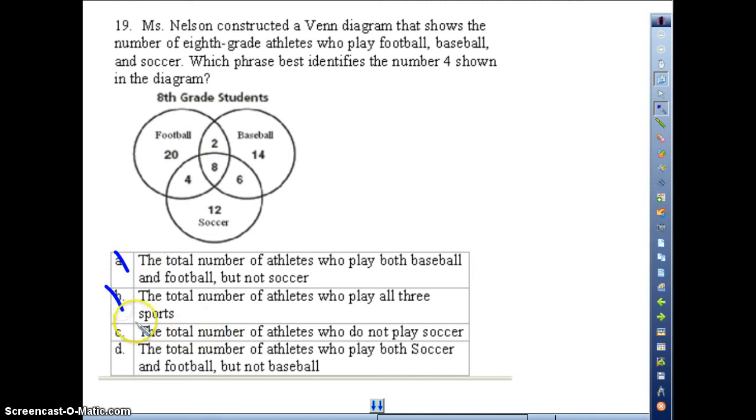The total number of athletes who do not play soccer. The total number of athletes that do not play soccer is everybody outside that circle. That would be this plus this plus this. Those people don't play soccer, so it's not C. Okay? The total number of athletes who play both soccer and football, but not baseball. Yep, that's the answer.